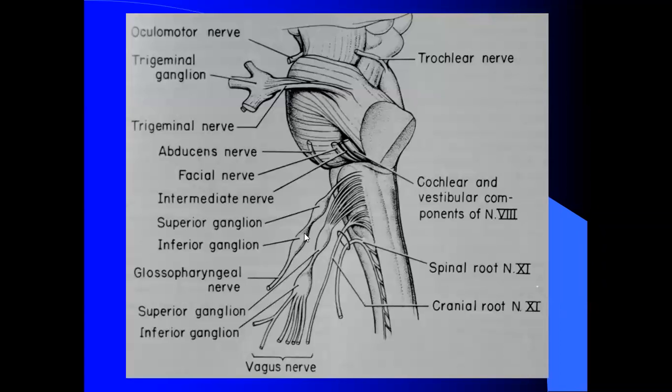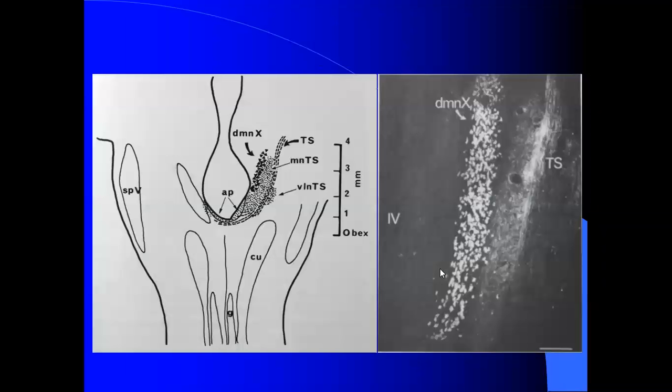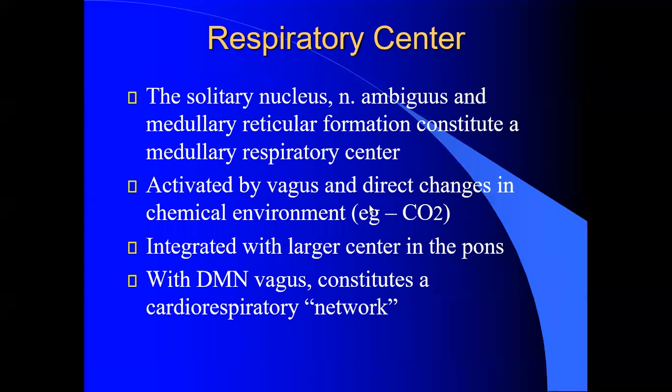Just showing you some of the inferior and superior ganglion coming in 9 and 10. That's all I want to show you here. Again, spinal root of 11 is a different matter altogether. Here is a fluorescent stain of the dorsal motor nuclei neurons. Okay, sitting very close to the ventricular system. Solitary. Nice, right? Very nice. Solitary tract. Yeah, makes sense.